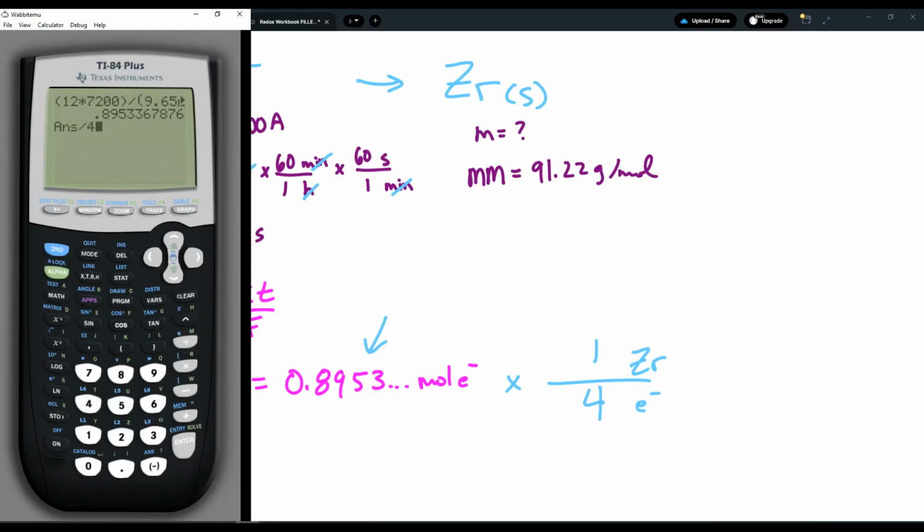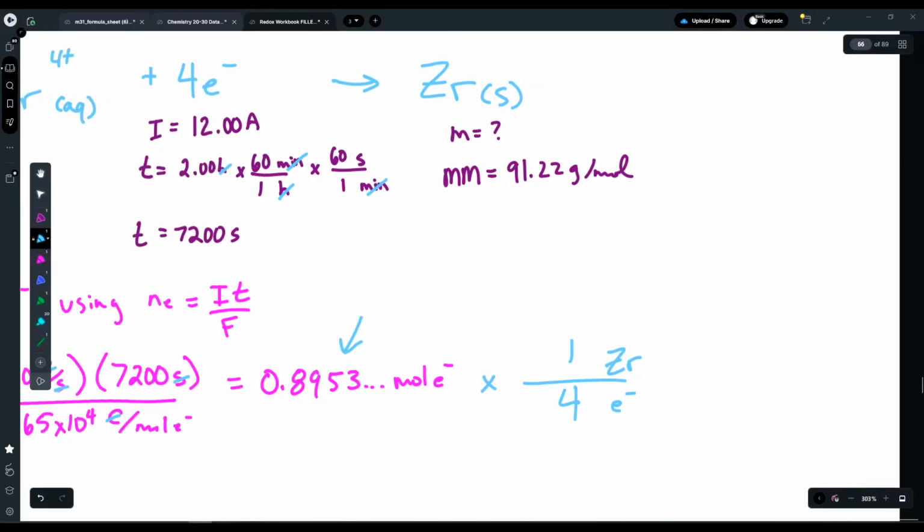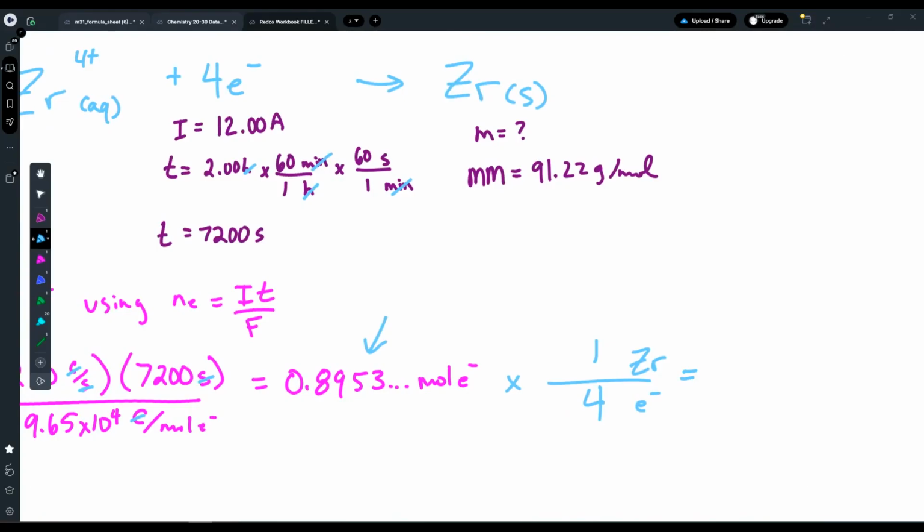So I'm going to divide by 4. Okay, so our answer is 0.2238, goes on forever. And that's going to be moles of zirconium. Because with the electrons, if you treat it kind of like units, they cancel out because you got 1 in the top, 1 in the bottom.